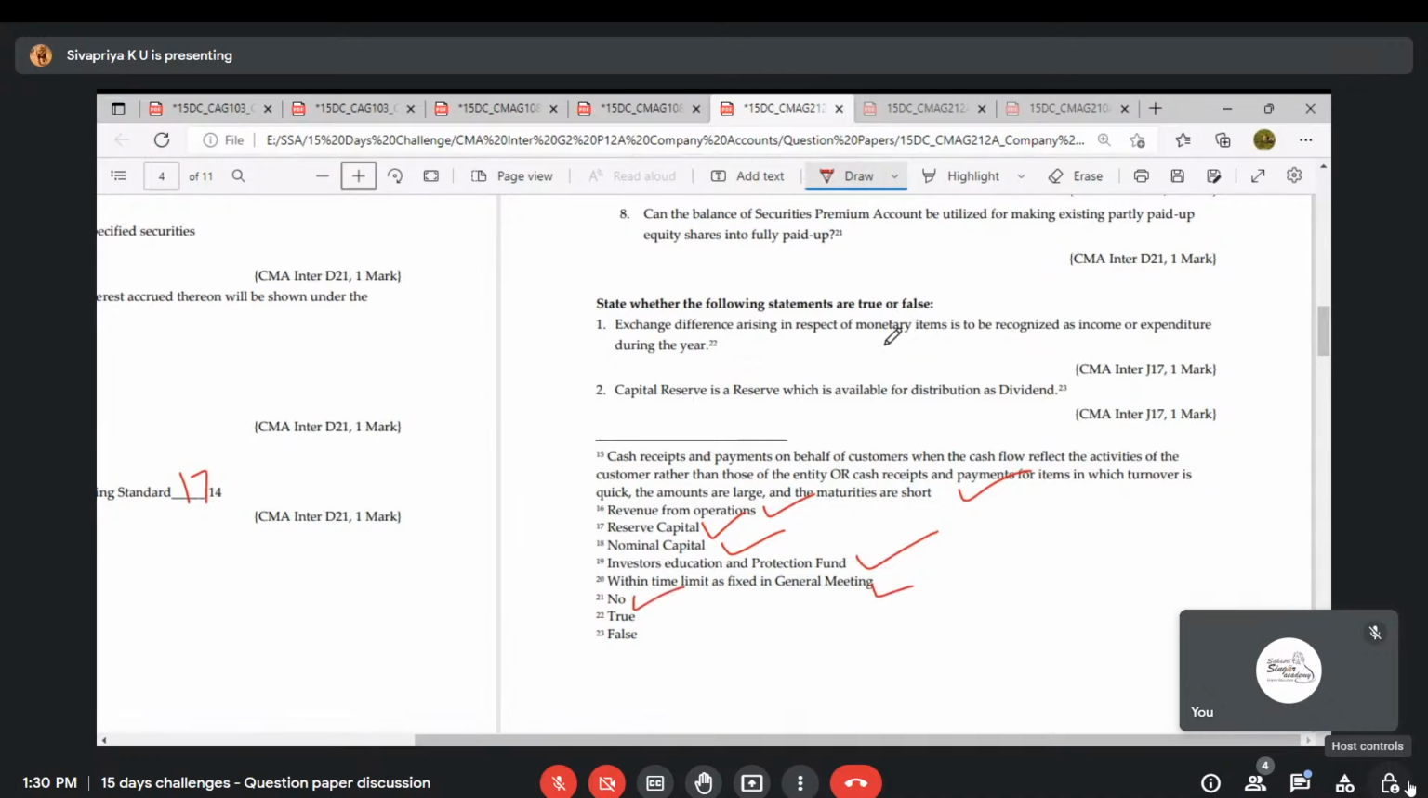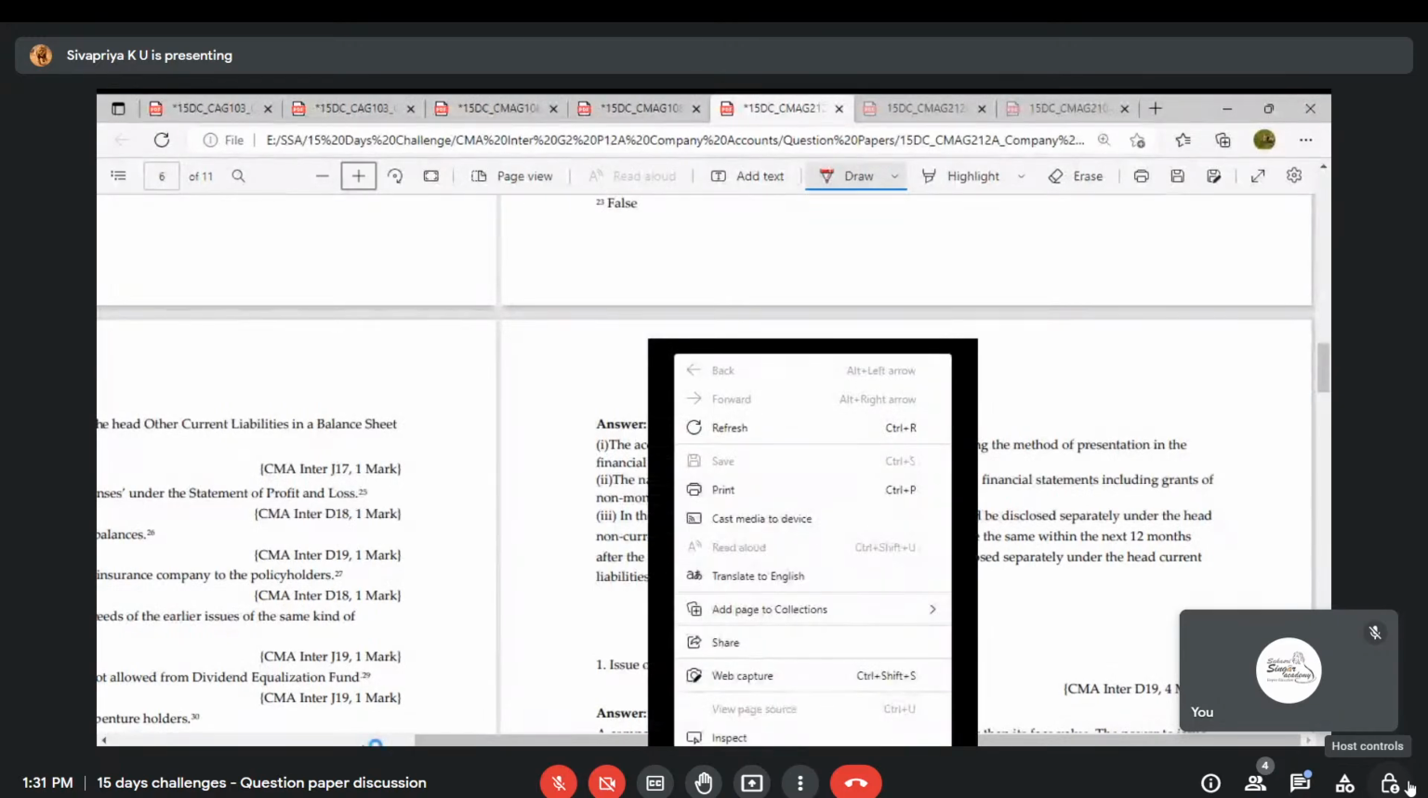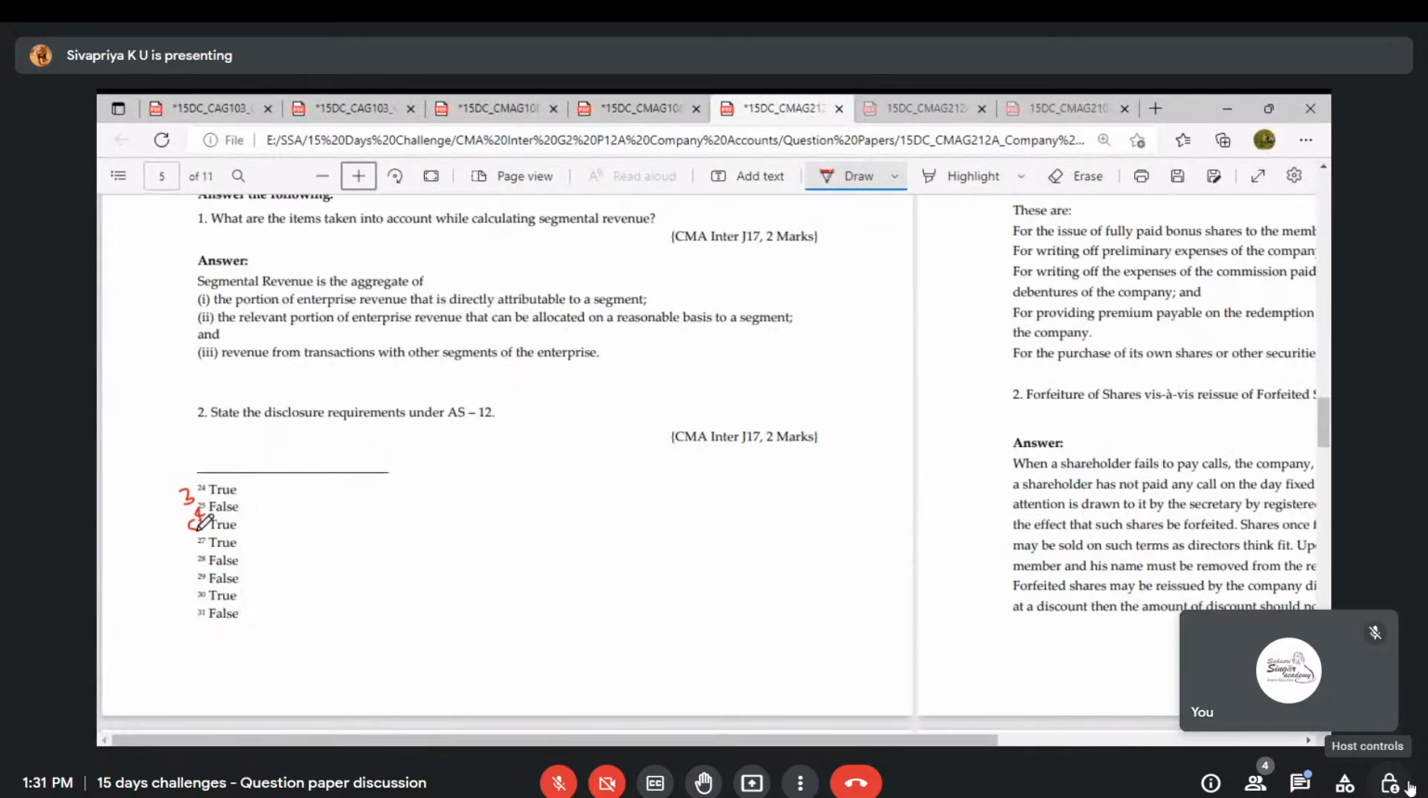Next, state whether true or false. First one is true, false. Then for 3, true, false. This is for third one. Fourth one is false. Fifth one is true. Sixth one true. 7 false. 8 false. 9 true. And 10 is false.